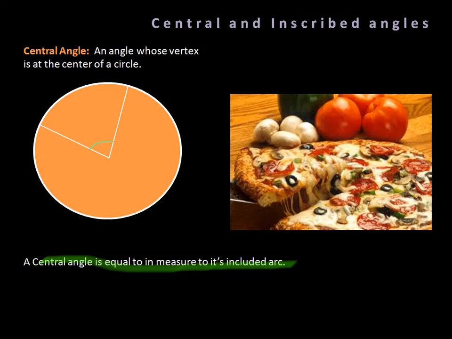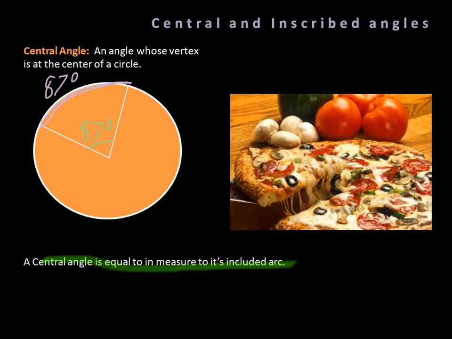That means that if this angle right here is, let's say, 87 degrees, then the measurement of this arc right here is also 87 degrees. So the central angle and the arc are the same.